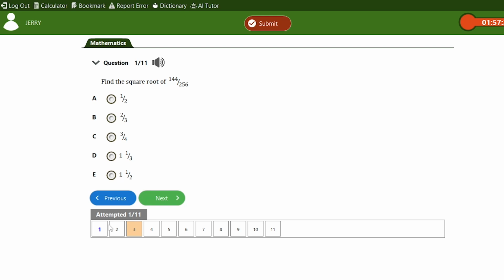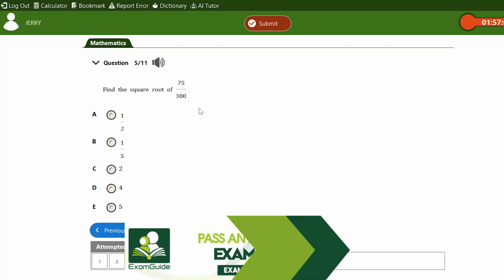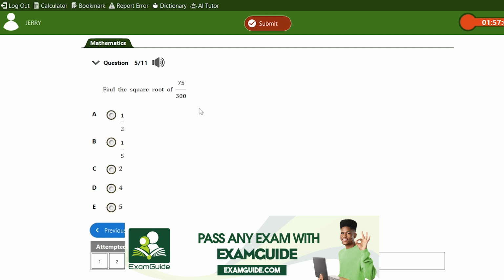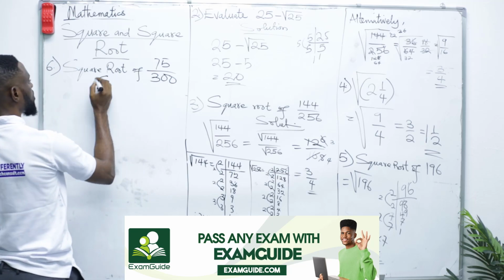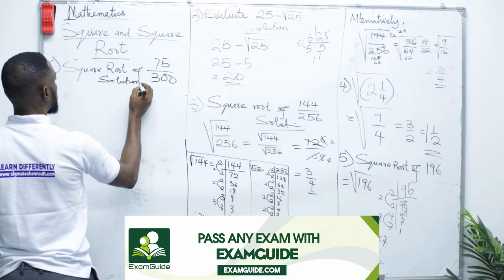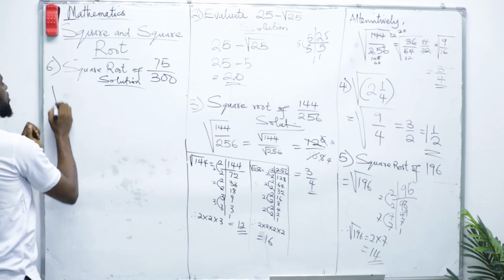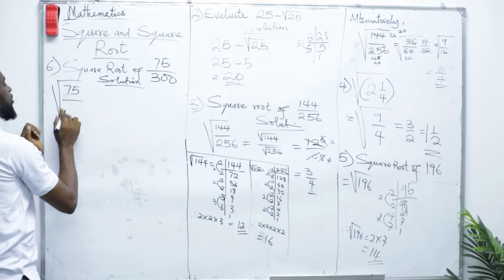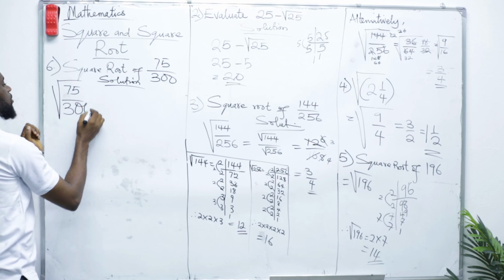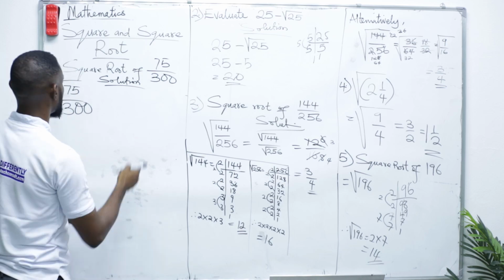All right, so let's look at 75 over 300. They say we should find the square root of 75 over 300. So the solution of this is mathematically expressed as the root of 75 all over 300.